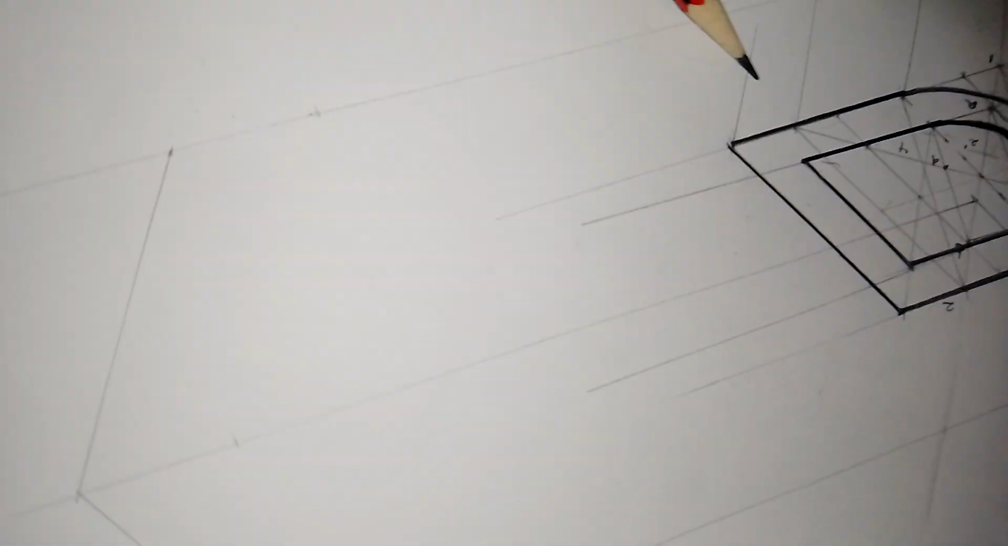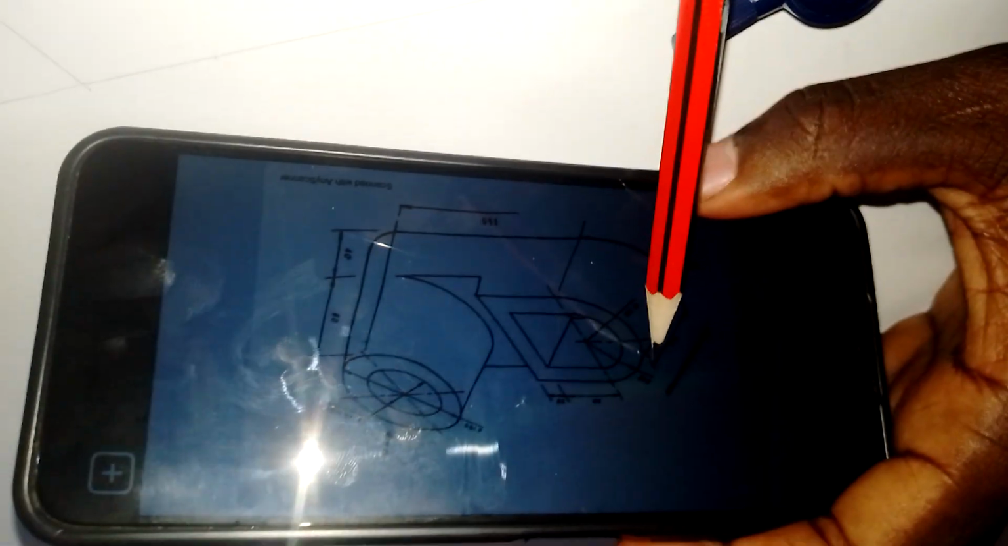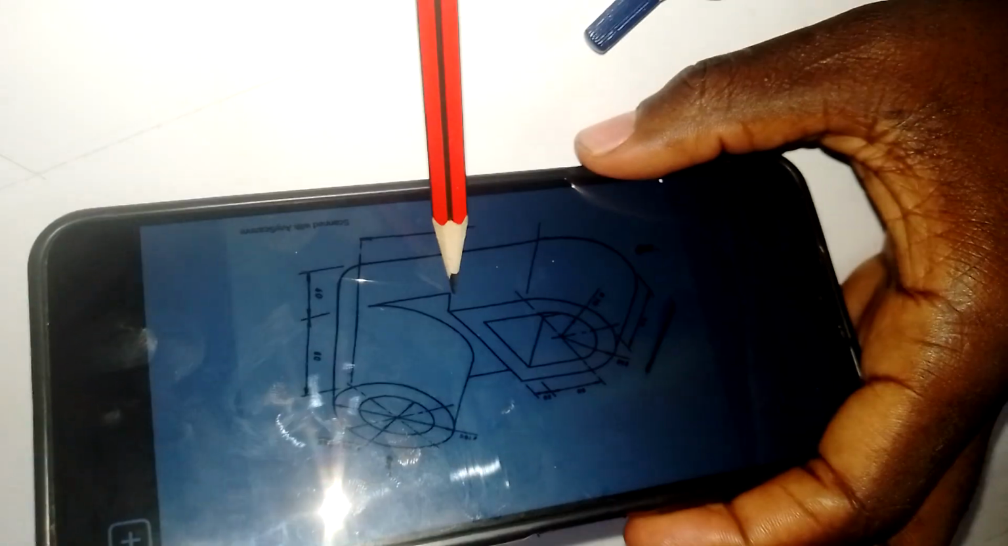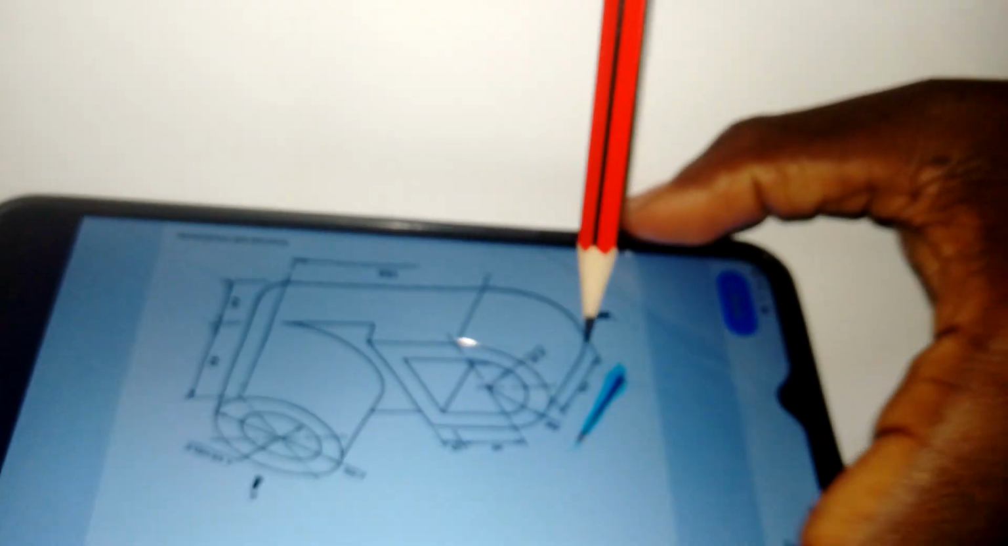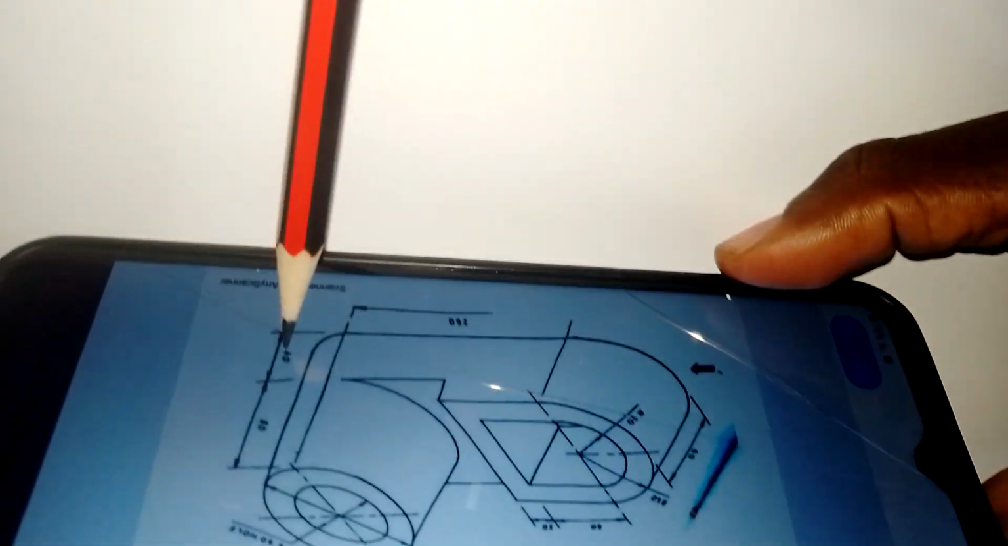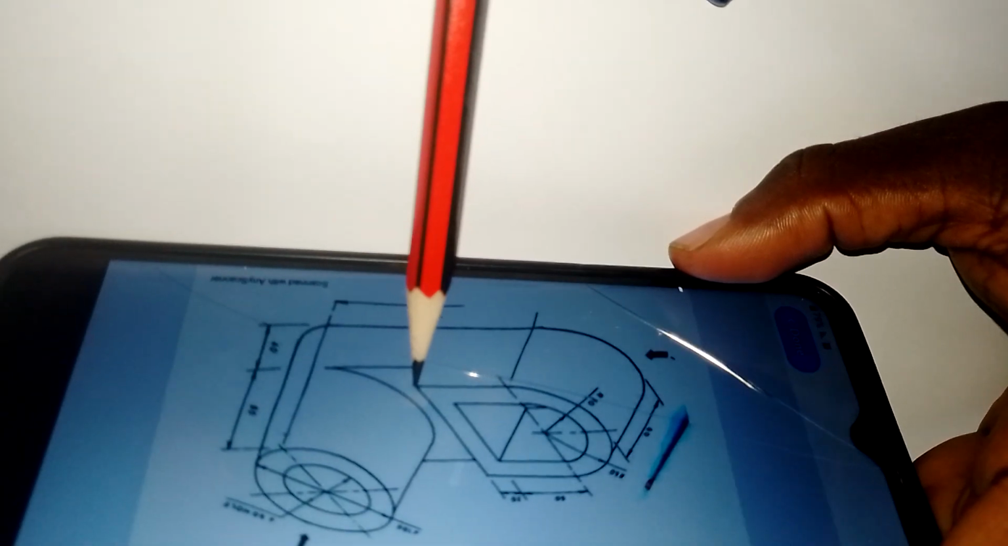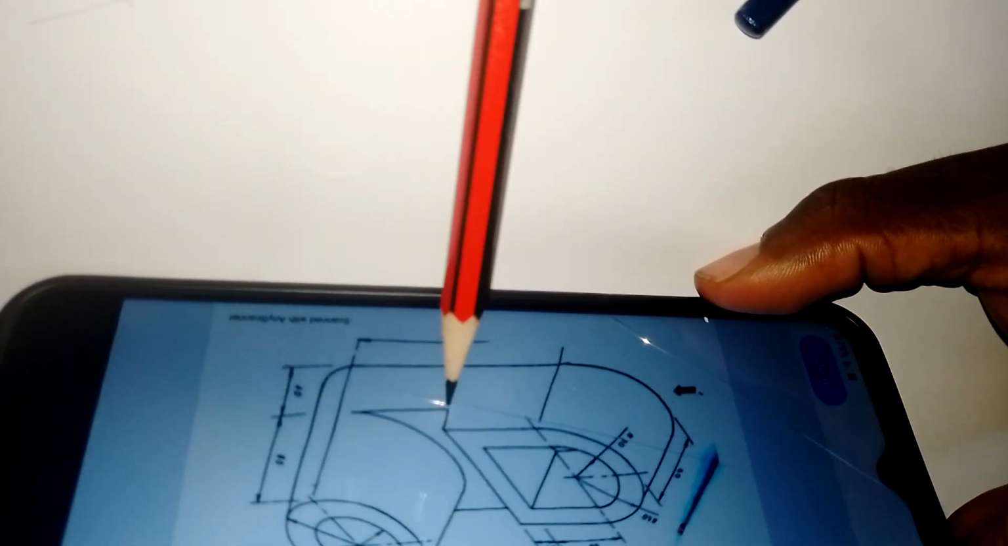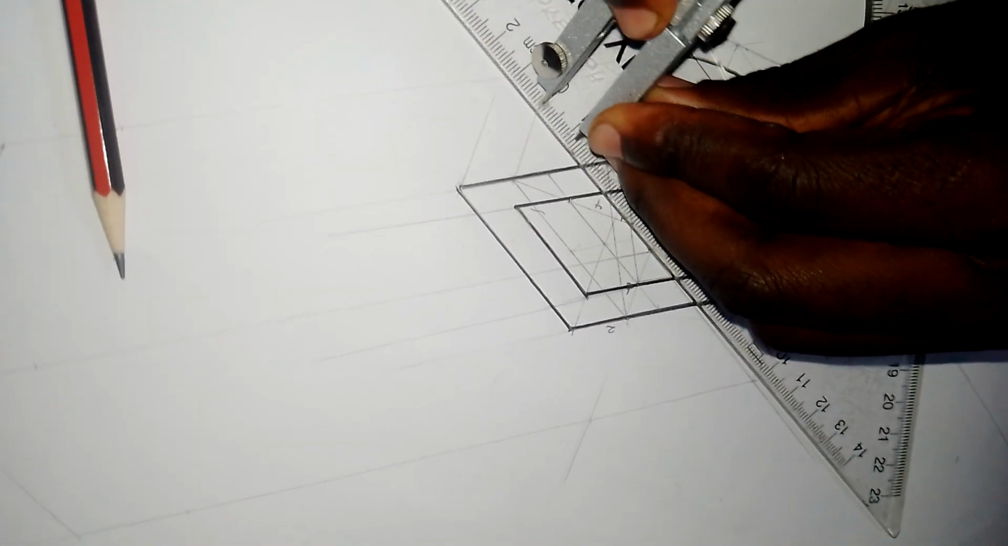This line here, this distance from here up to here is 40, but from here up to here is 60. Therefore we are going to take 60 minus 40, which is 20. So from here up to here is 20. Then we divide it by 2. Therefore it gives us 10 millimeters.